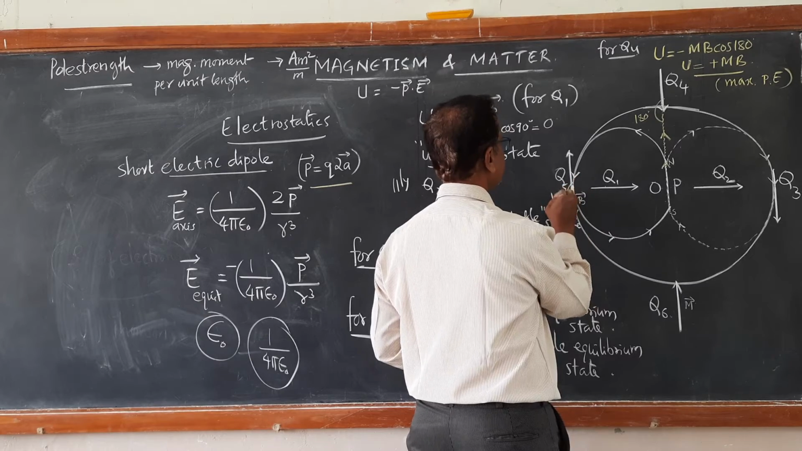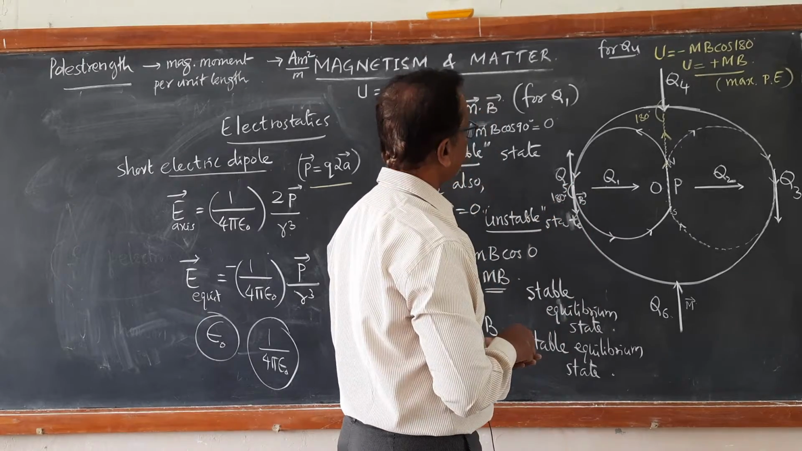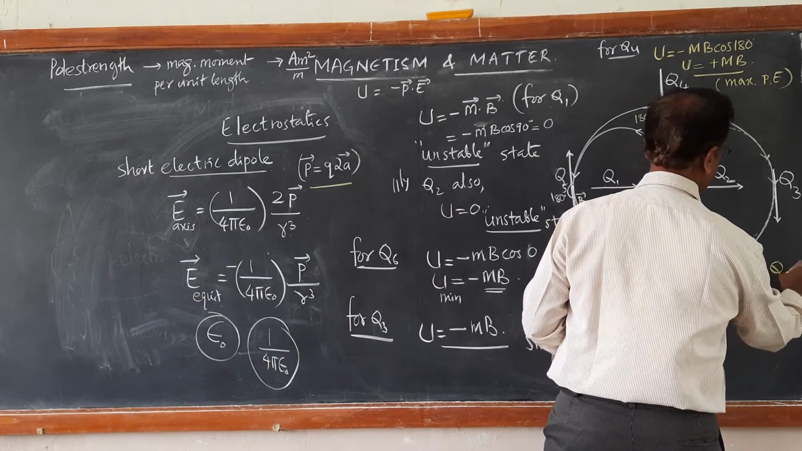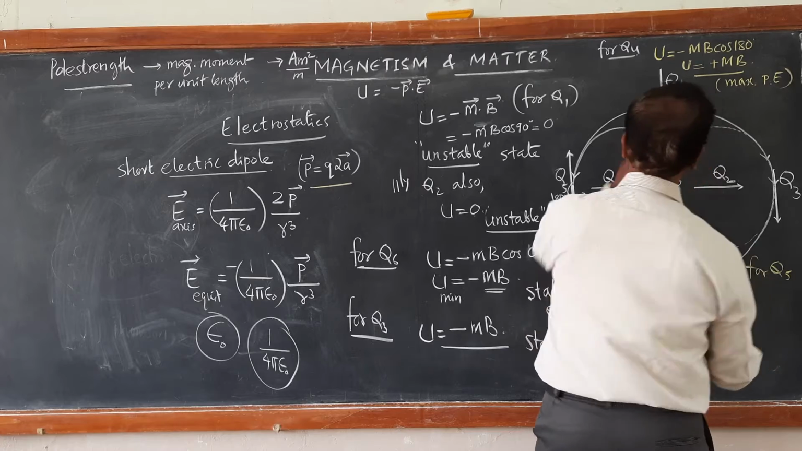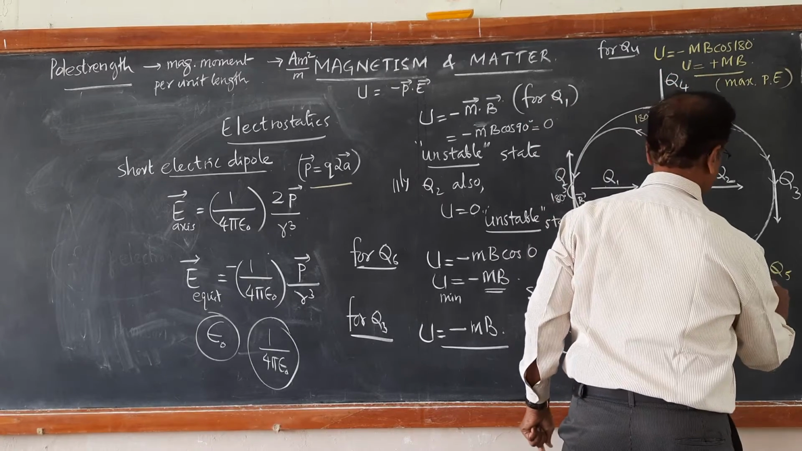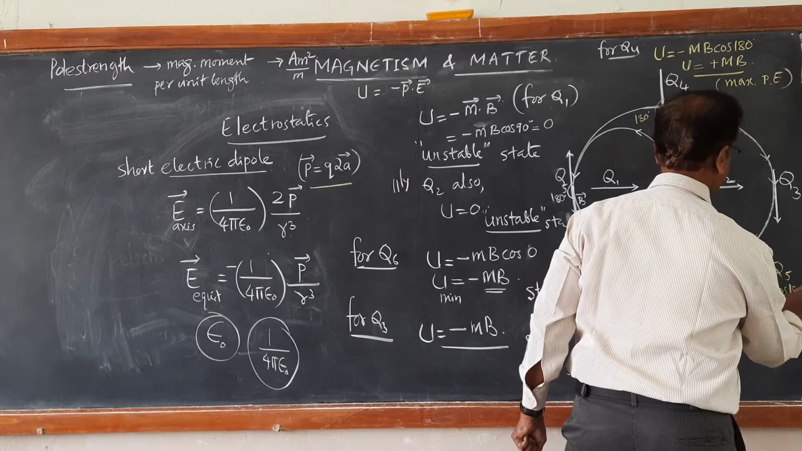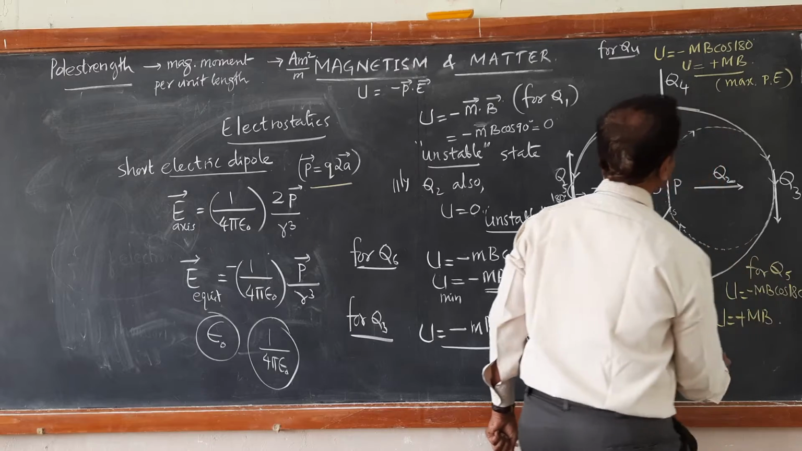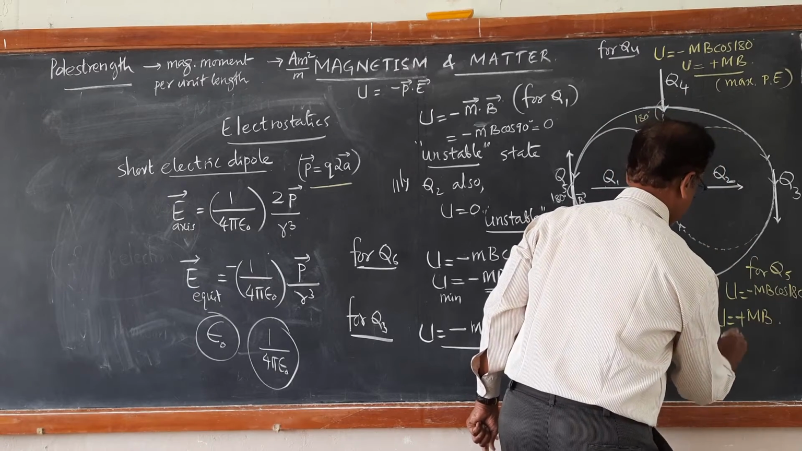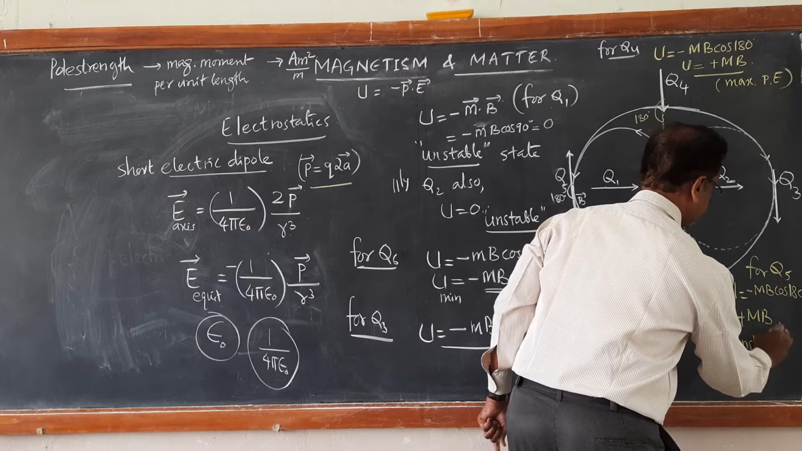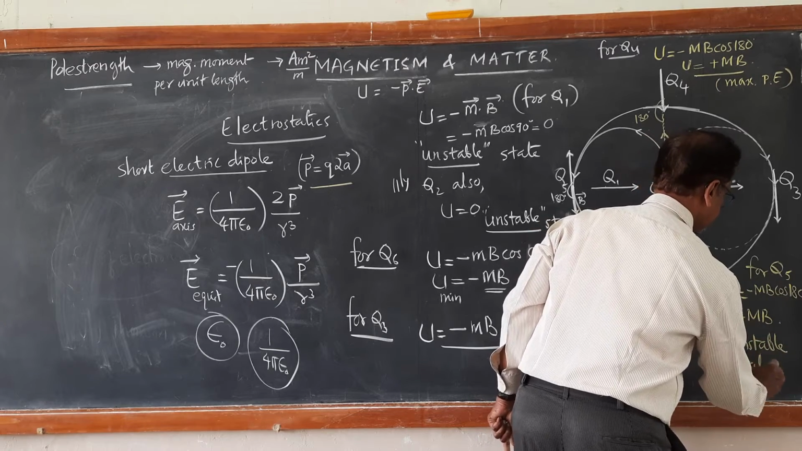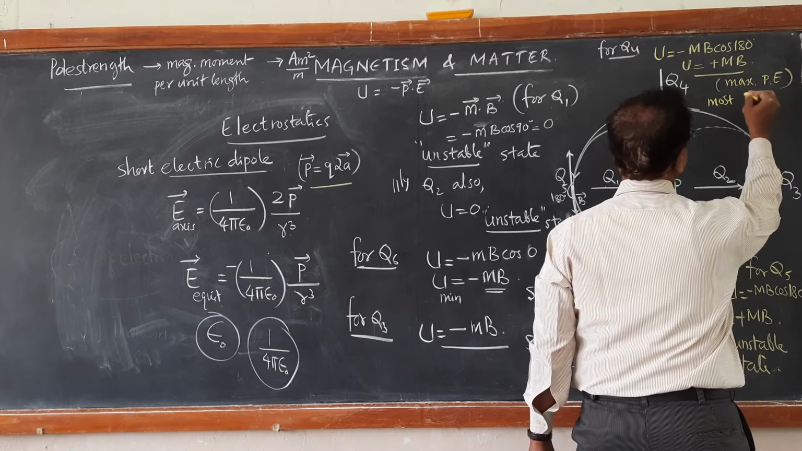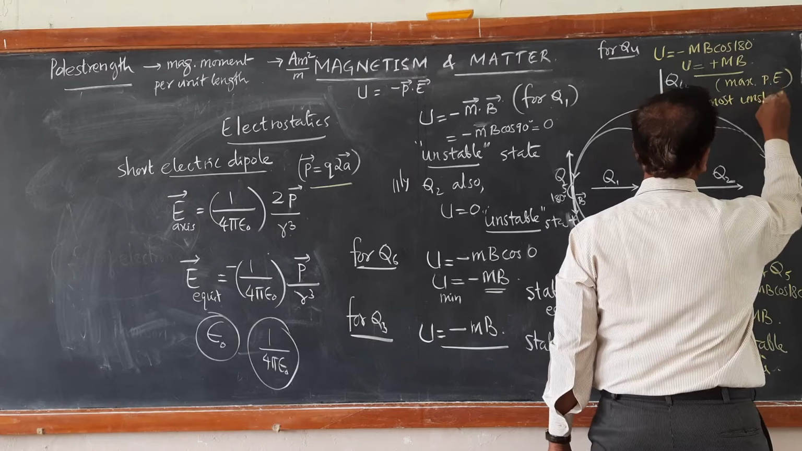So the angle between them is again 180 degrees. So for Q5 position also we get U is equal to minus mb cos 180. So that is again going to be giving you plus mb. Again it is the most unstable state, maximum potential energy, that implies most unstable state.